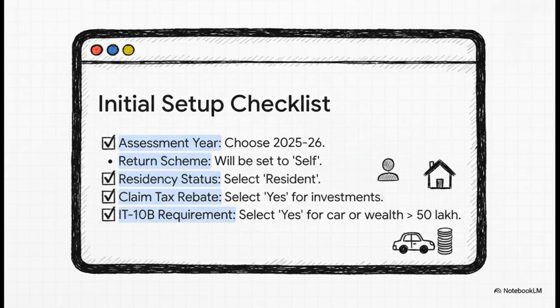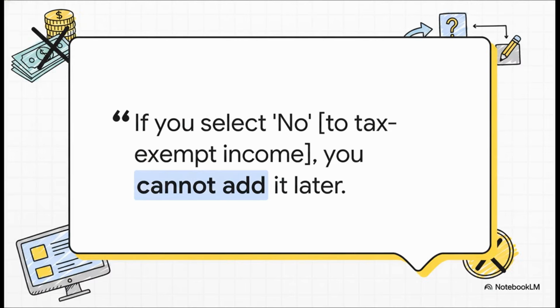But there's one question here you really have to pay attention to. Okay, listen up, because this is a super common trap. The question is, do you have any tax-exempt income? Now, you might think no, but the system recognizes 36 different types, things like pension funds or gratuity. If you have any of them, you have to select yes right here on this first page. If you click no, that's it. The system literally locks you out of that section for good. You won't be able to go back and add it later. It's a critical first step.